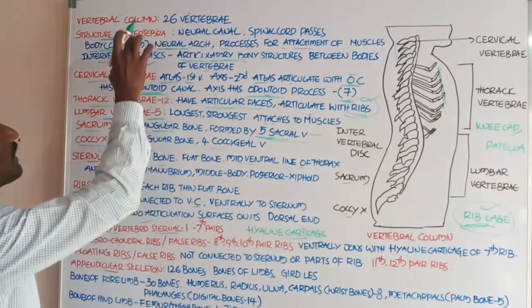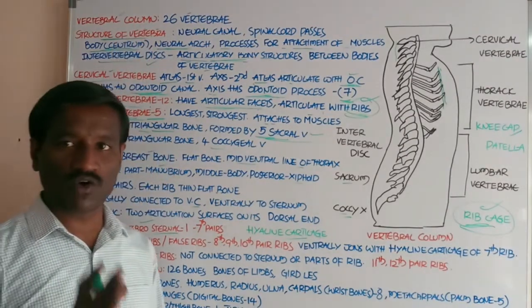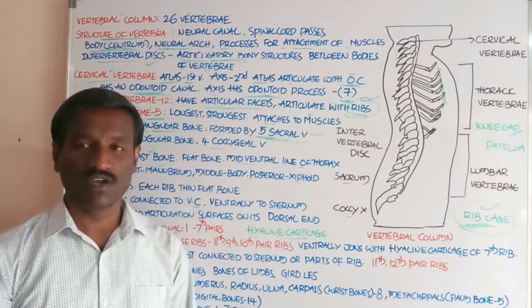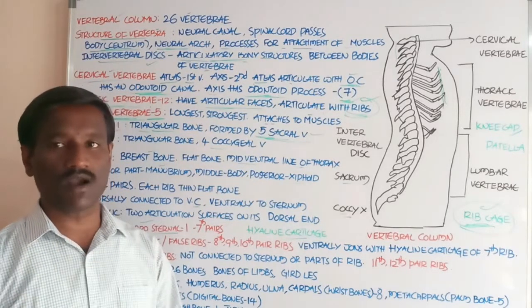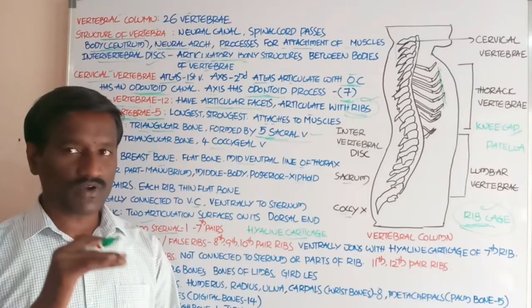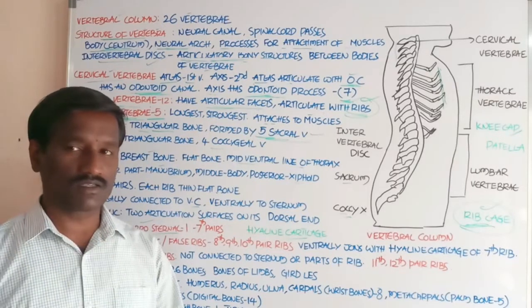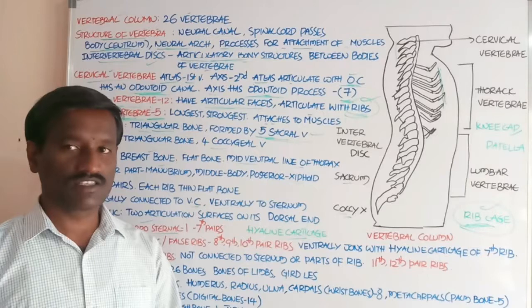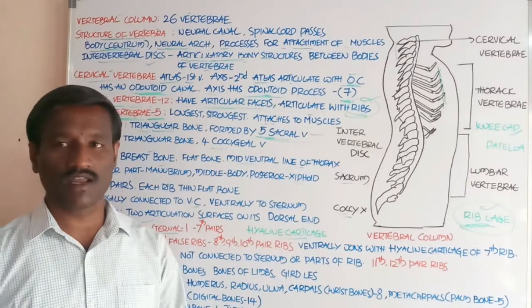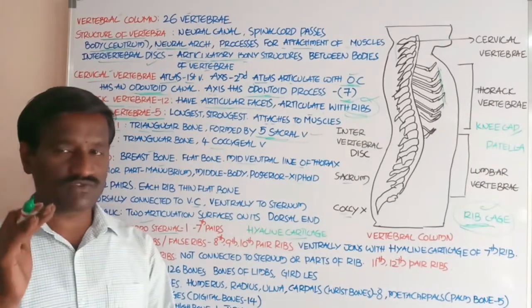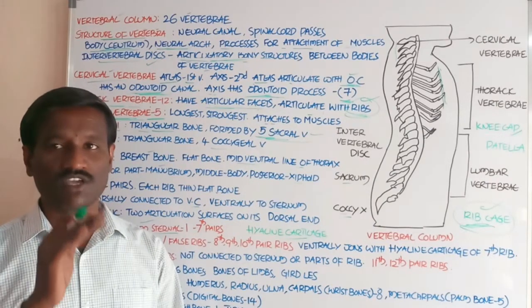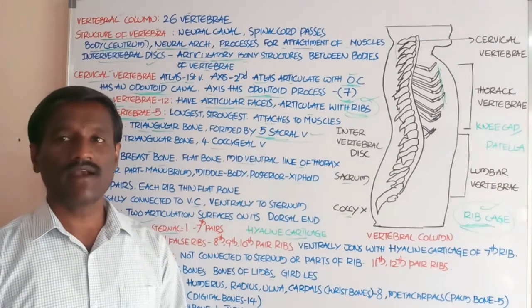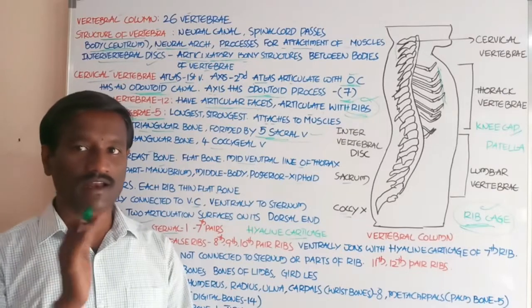Okay, student, what about the function of the backbone, or vertebral column? It provides stiffness and strength to the body, and it protects the vital internal organs. It provides space for the attachment of the ribs and different types of muscles, and it also protects the spinal cord.